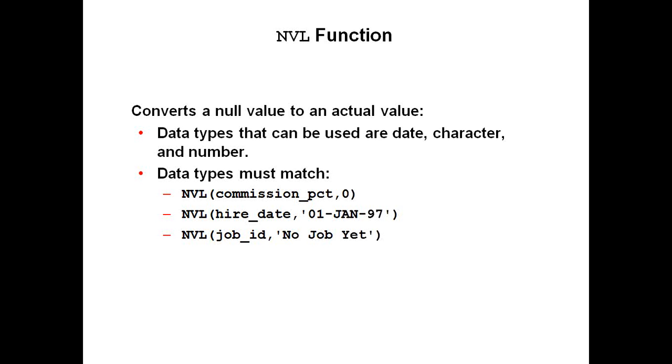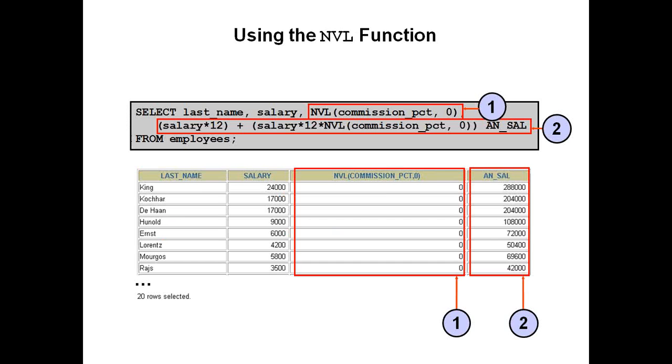And similarly, NVL of hire_date comma 1st Jan 1997. For any employee, if the hire date was not there in the database, it is going to show you 1st Jan 1997. And similarly, if you say NVL of job_id, if the job ID exists, well and fine, otherwise it is going to display something like 'No job yet'. So basically, instead of showing null values, you can show 0 or a star mark or any other symbol. You can make use of NVL for that.